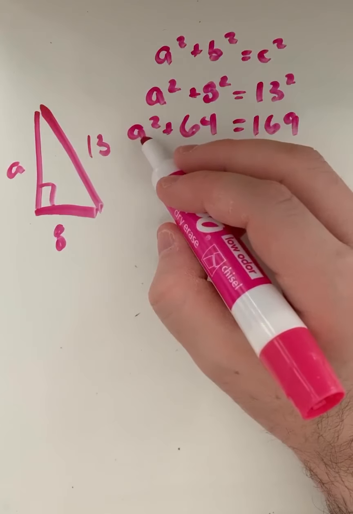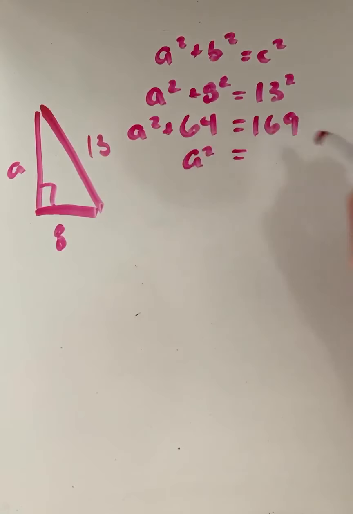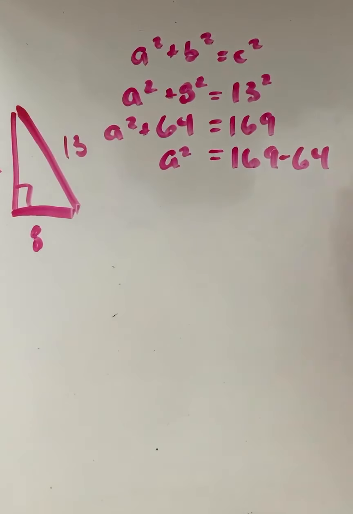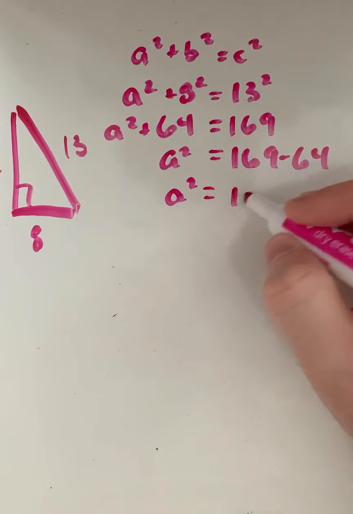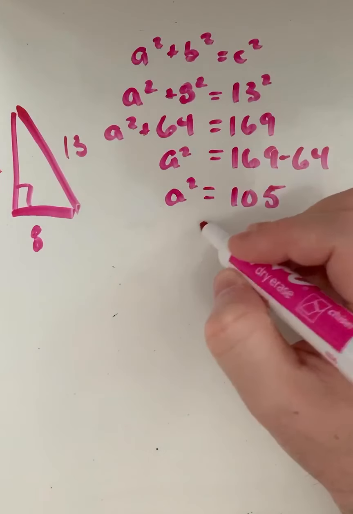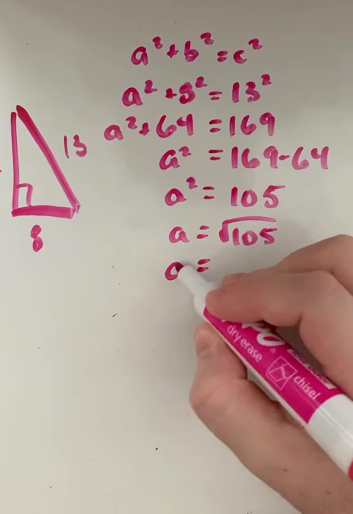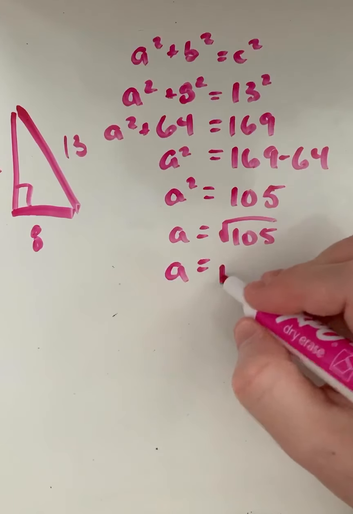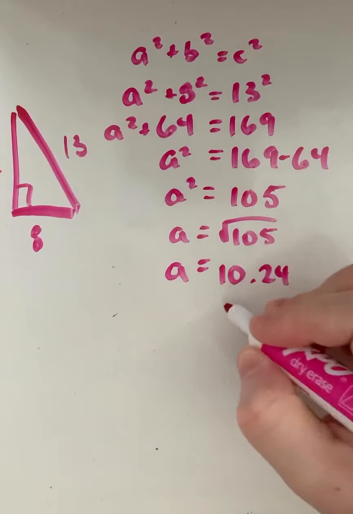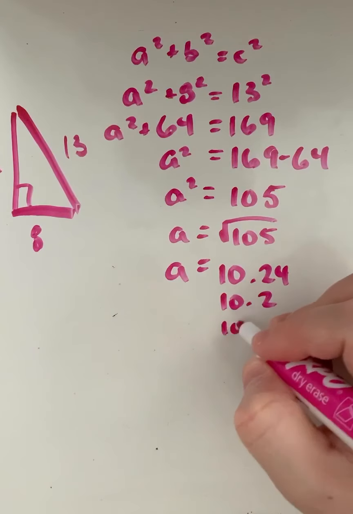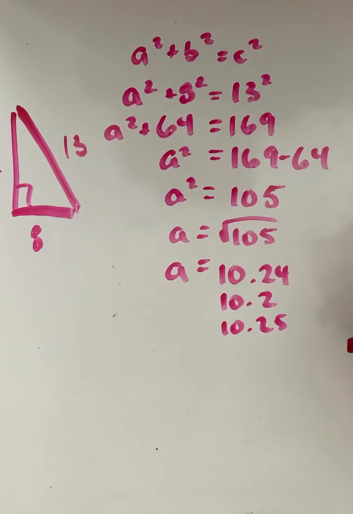Well, we need to isolate this variable, so we move the 64 over, and it's going to be 169 minus 64. Then a squared equals 105, and a equals the square root of 105. So a should equal 10.24, or 10.2, or 10.25. I would have accepted all of those answers, okay?